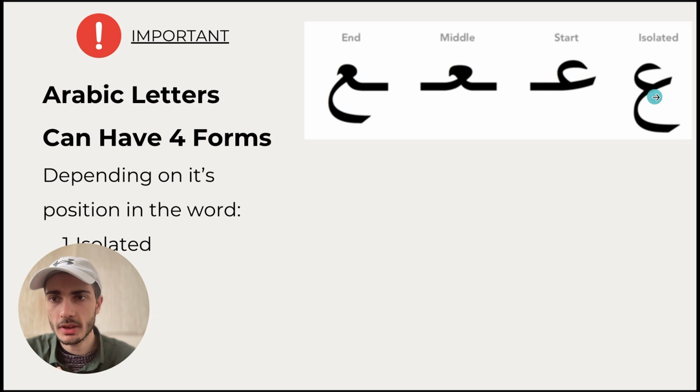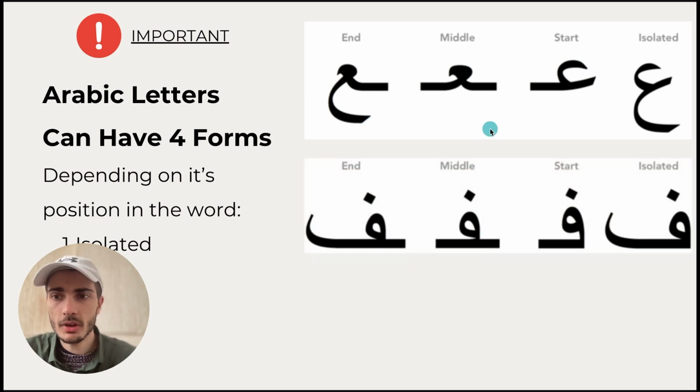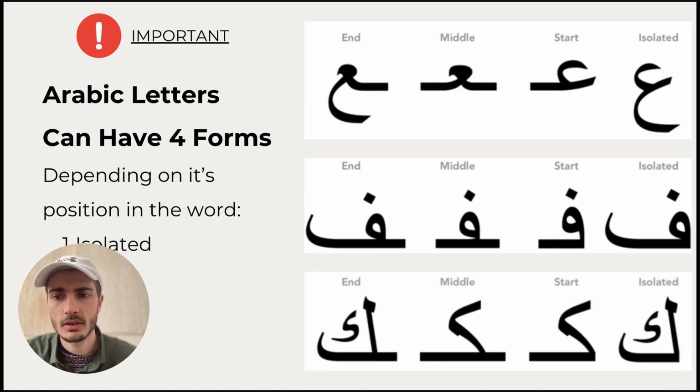For example, if it's isolated, then we write it like this. In the beginning, Ain, in the middle, like this. It changes, as you see. And at the end, you write it down like this. Another example, Harful Fa. These are all 4 the same letter. Only the writing style differs depending on where it is in the word.